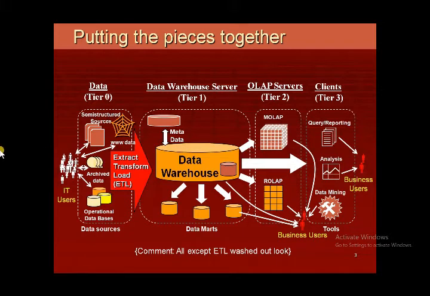So what does ETL do? ETL extracts the data from the system, transforms the data, and then the data is loaded inside the data warehouse. Again, if the size of the data is large, the data warehouse will take more time to load. So this is tier 1. In tier 1 we get the data from the ETL process and we load it inside the data warehouse.